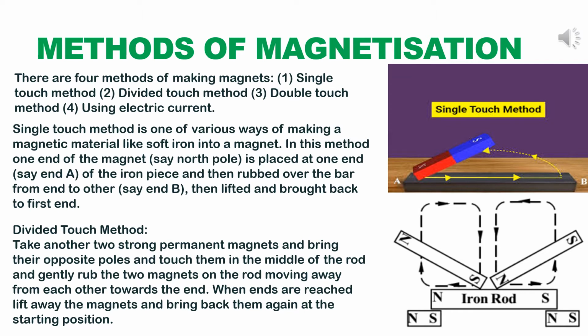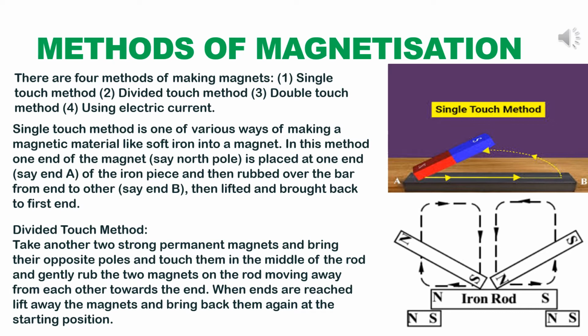Two opposite poles, north and south, of two bar magnets kept side by side are placed at the middle of the steel bar. Hope you have understood. Now, the magnets are drawn on the bar towards its two ends. Then the magnets are lifted and again placed at the middle of the bar, and the process is repeated. After a few such repetitions of the process, the steel will be magnetized. Here iron will be magnetized. The polarities developed at the ends of the steel bar or iron bar are opposite to that of the stroking poles.